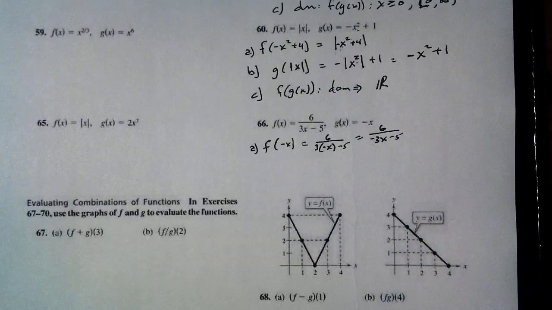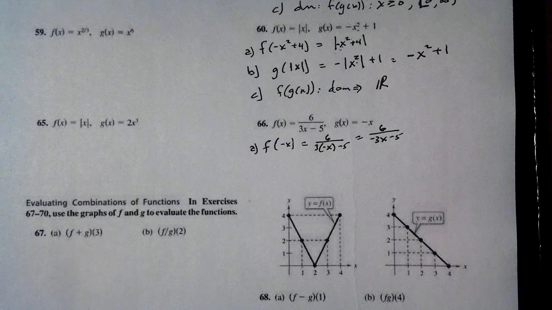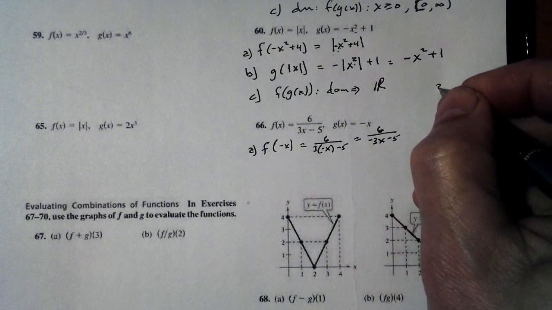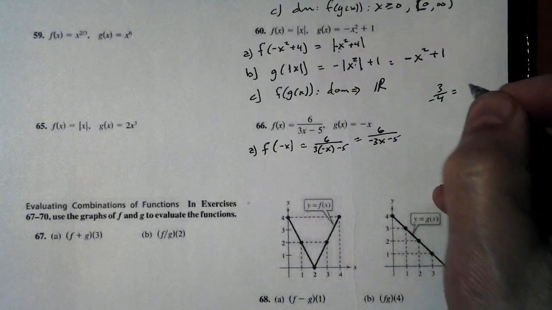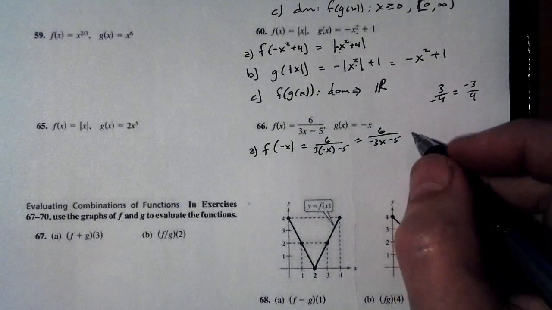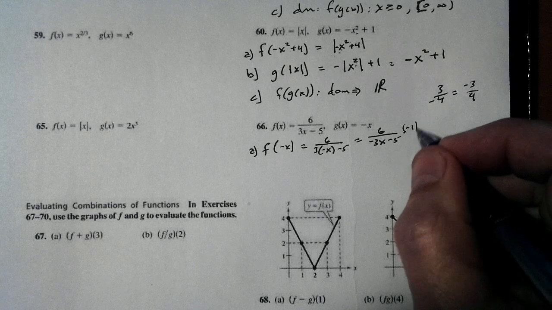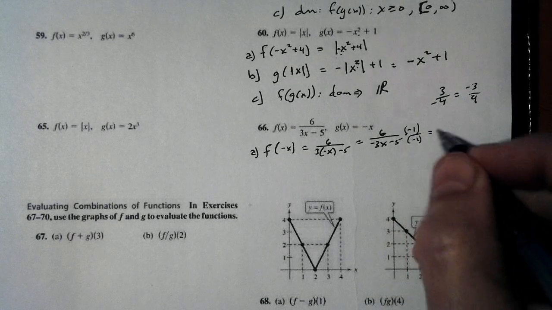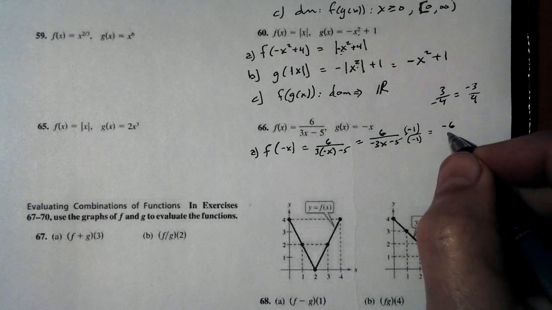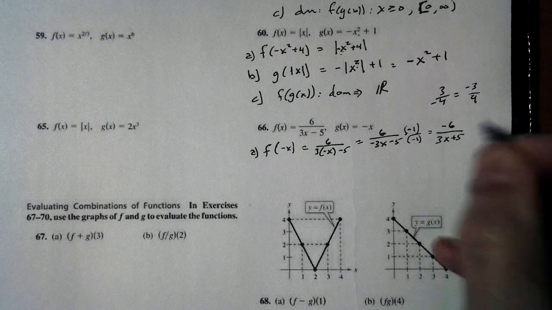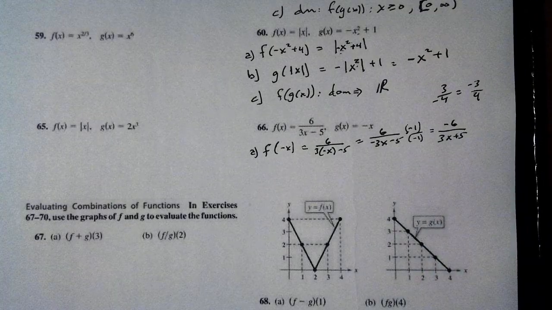Now, I'm going to tell you this. There's a very good possibility that the solution guide won't have that. We know that 3 over negative 4 is the same as negative 3 over positive 4. It's very possible, I don't know for sure, that the back of the book, or our solution guide, multiplies this by negative 1 over negative 1. It's very possible this is negative 6 over 3x plus 5. Either of those would be fine.